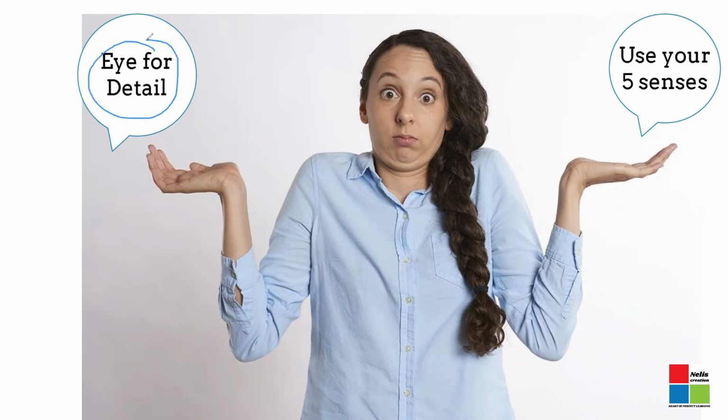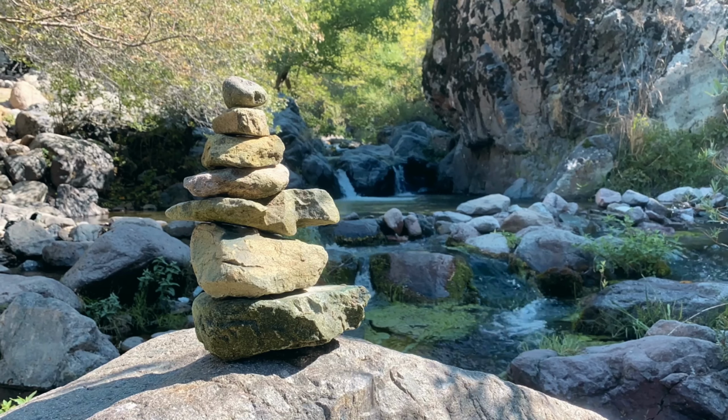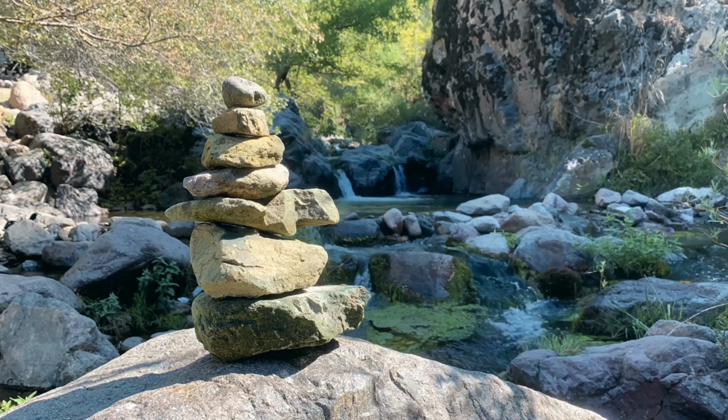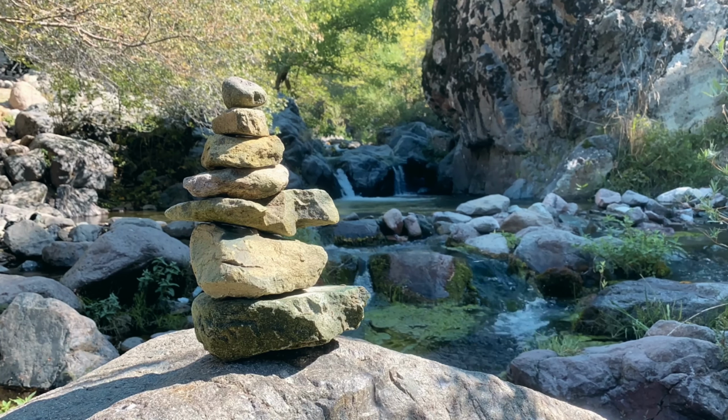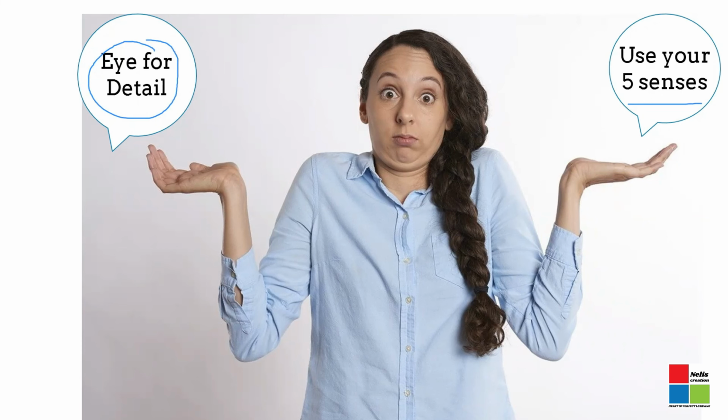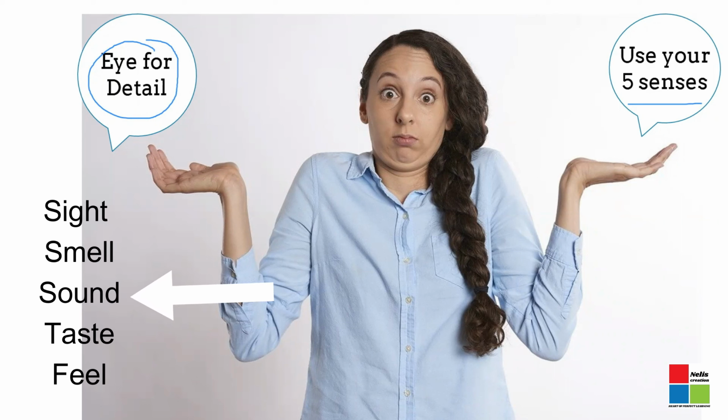You need to describe everything in a very detailed manner. And the next thing is you have to use your five senses. Now, this is very important. So, what are the five senses? The five senses are what you see, what you hear, what you smell, what you taste, and how you feel. So, in a descriptive essay, you need to remember these two things.